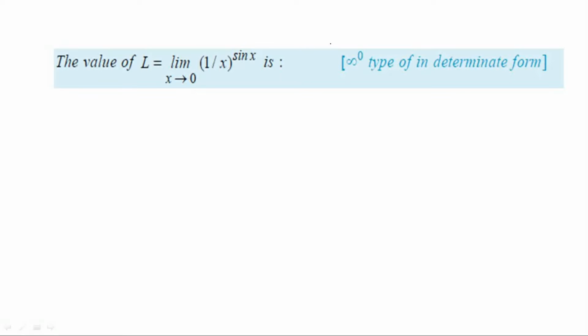In this lecture, we will evaluate limits of the following type. Let's see the type. If the indeterminate form comes as 0 to the power 0, 1 to the power infinity, and infinity to the power 0, if our function looks like these indeterminate forms, then we use the logarithmic approach.